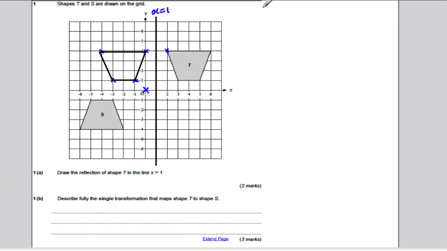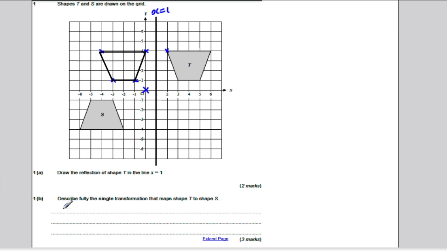If we were to have a piece of tracing paper over T, draw T in, hold our pencil down here, we would have to rotate it 2 half turns, so it would be 180 degrees. Now, clockwise or anti-clockwise doesn't matter because 180 degrees either way gets you the same place.